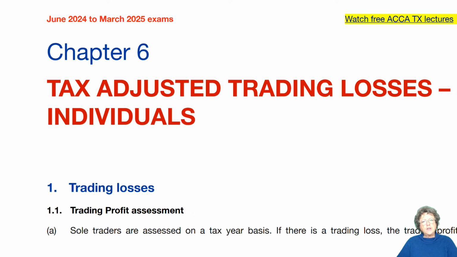In this chapter, chapter 6, we're going to be looking at tax-adjusted trade losses for individuals. The rules are slightly different for limited companies, and you will find that chapter also has been recorded so that you can watch that. Be careful when you are doing an exam question that you know whether you're dealing with an individual or with a limited company when you start out, because the rules are slightly different.